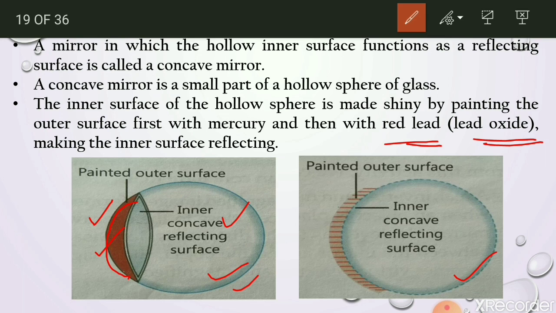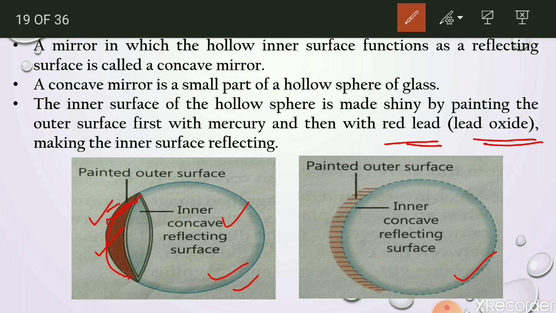We all know how we can make a mirror. One surface will be painted, then the other surface will be the reflecting surface. So in this concave mirror, when the outer surface is painted with mercury and red lead, then the inner surface will be the reflecting surface.